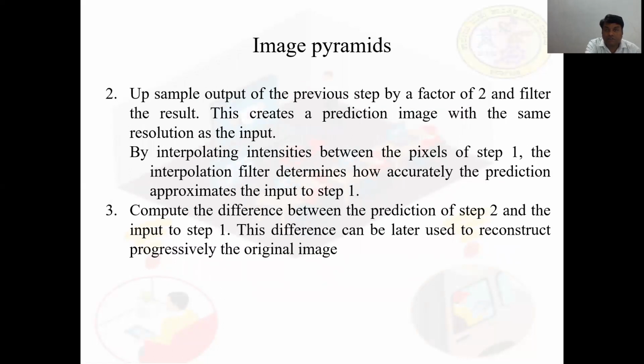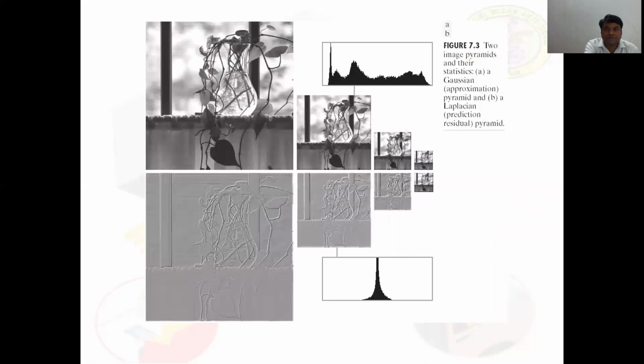Step 2: upsample the output of the previous step by a factor of 2 and filter the result. This creates a prediction image with the same resolution as the input. By interpolating the intensities between the pixels of step 1, the interpolation filter determines how accurately the prediction approximates the input to step 1. Step 3: compute the difference between the prediction of step 2 and the input to step 1. The difference can later be used to reconstruct the original image progressively.